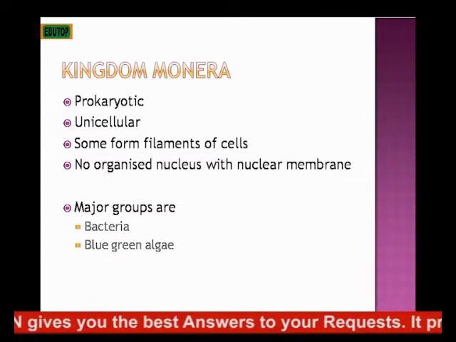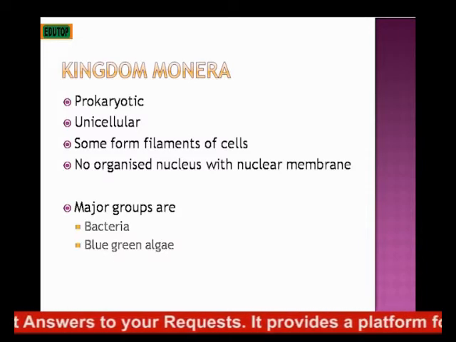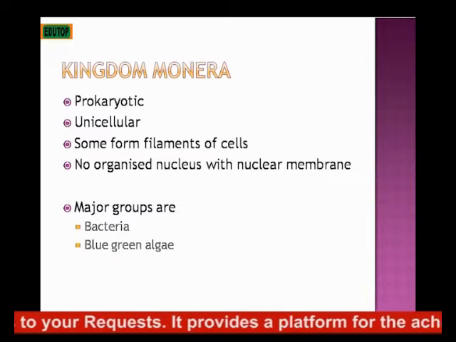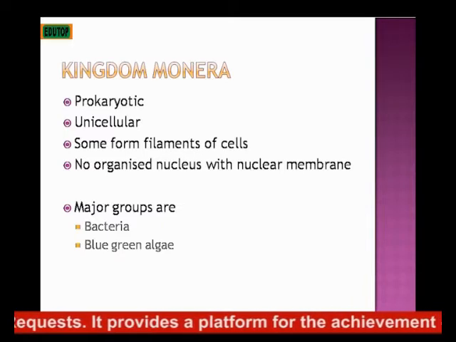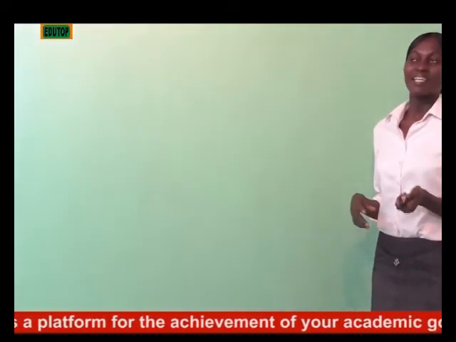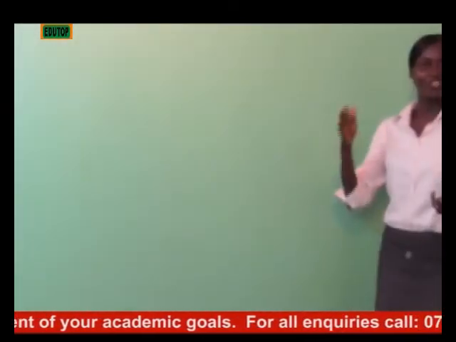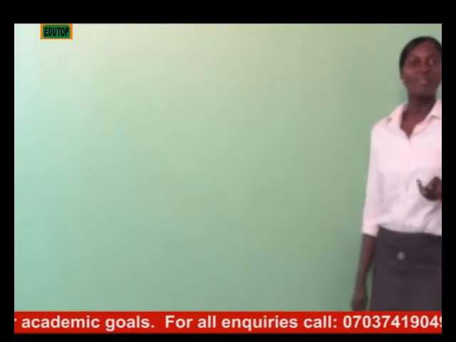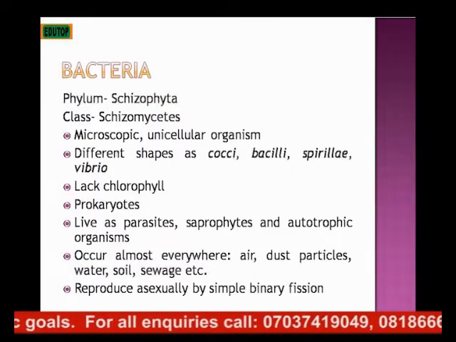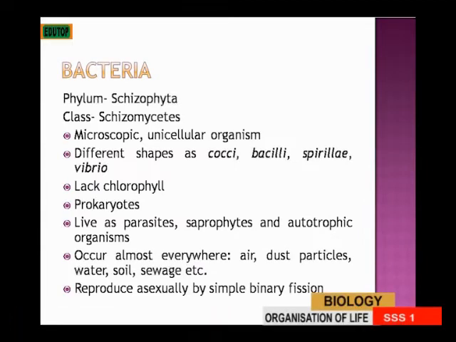And kingdom MONERA is classified into 2: bacteria and the blue-green algae. The bacteria and the blue-green algae are the 2 classifications of MONERA. And from kingdom, if you remember, I said kingdom, phylum, class, order, family, genus, species. So after kingdom, you have phylum. The phylum that the bacteria fall into is Schizophyta. Then the class is Schizomycetes.